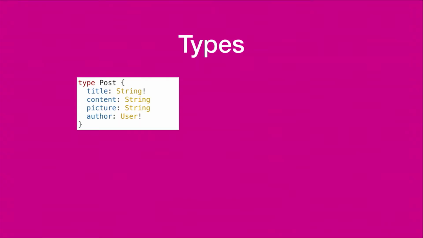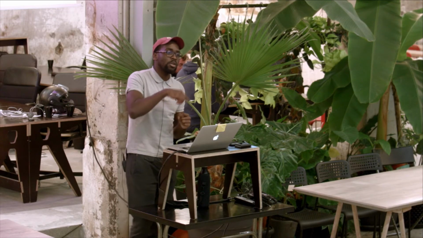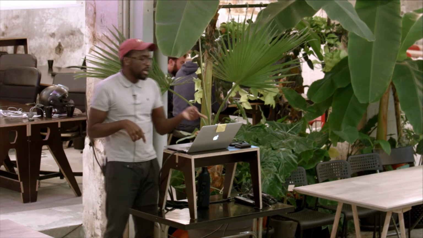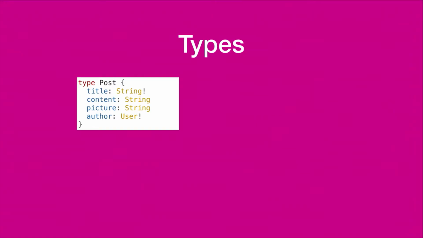What you see here is called the graph schema language. It's just a language that we use to define on the server the types that exist. So on the server, somewhere, somebody wrote this code. Somebody said, there is a type named post with those fields. And those fields have types, right? String or user. So you might notice the exclamation mark. It's because GraphQL handles optionality and nullability. So here, I'm saying, well, if you hit the post, and if you receive a post, the title will never be null. But the content or the picture, they might be null one day. So you might want to take that into account when you receive the information.